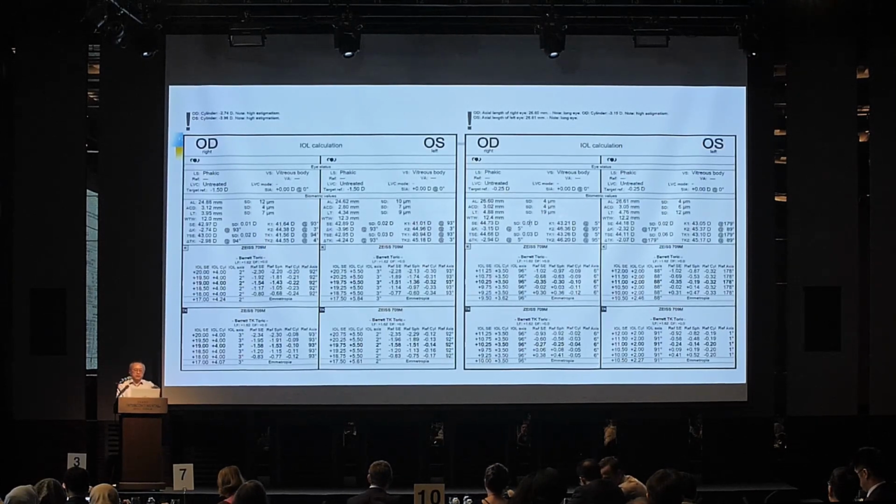This is one of the printouts. You can see here there's an alert page. This patient obviously has high cylinder. Please pay attention to that. It is not just here. Let me change this to a pointer. It is not just here. You've got to look at this: high astigmatism, long axial length, asymmetrical axial length. It alerts you whether this measurement is reliable or you need to repeat your measurement.